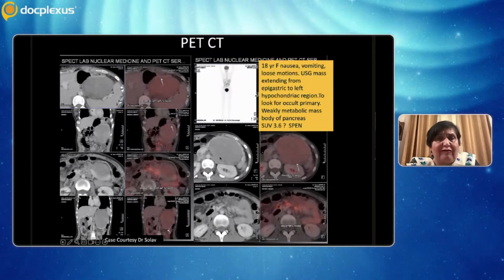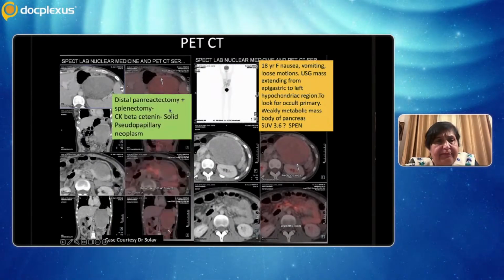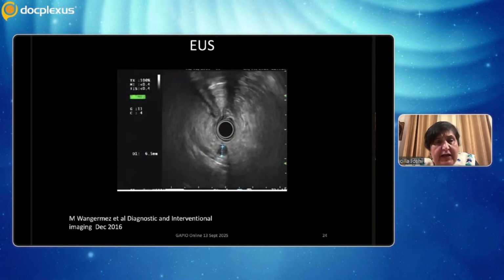This was an 18-year-old female with nausea, vomiting, loose motions. Ultrasound found a mass extending from the epigastrium to the left hypochondrium. And this was the solid mass which was there. They were looking for an occult primary. And this lesion had an SUV of about 3.6. And this turned out to be a solid pseudopapillary neoplasm. This patient underwent a distal pancreatectomy and splenectomy.